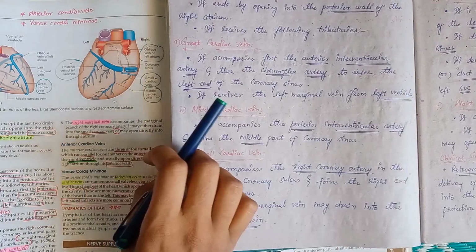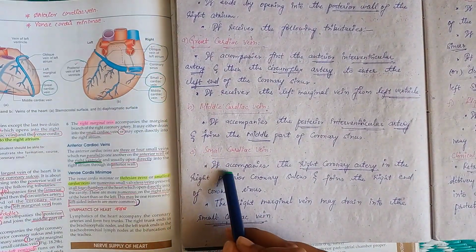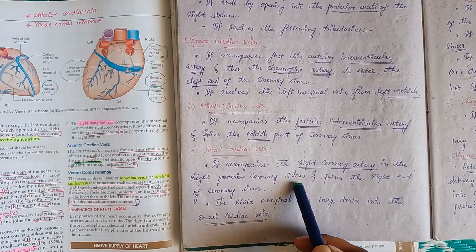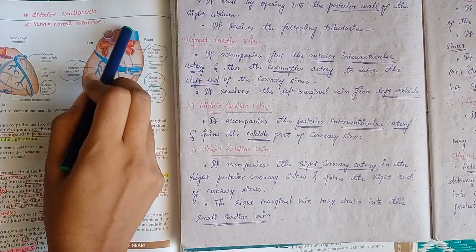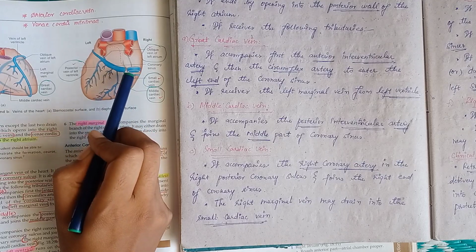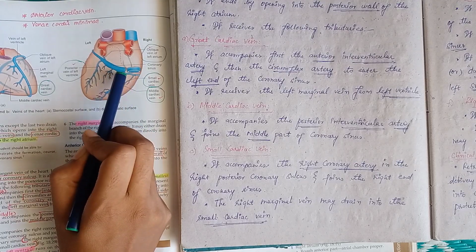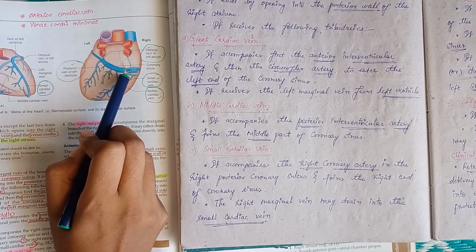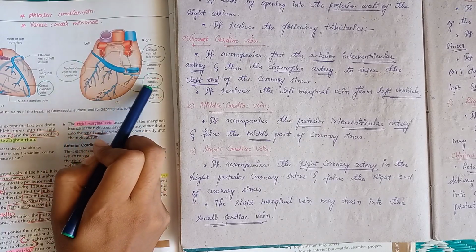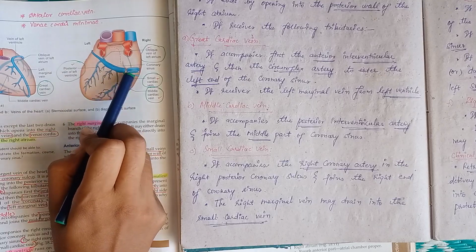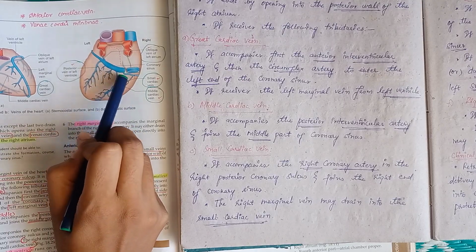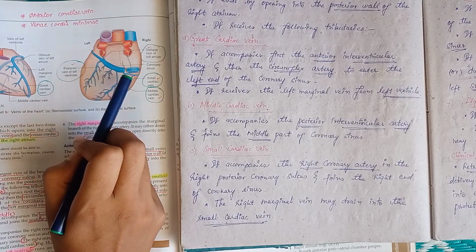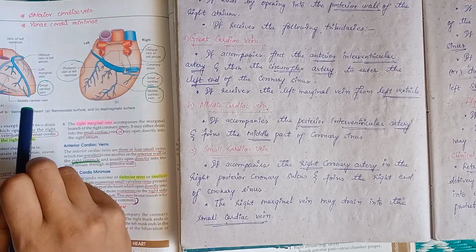So then, the small cardiac vein. Here is the small cardiac vein. It accompanies the right coronary artery in the right posterior coronary sulcus. This is the posterior side of the heart, and this is the right side. So there is a coronary sulcus. In the right posterior coronary sulcus, there is a right coronary artery. This small cardiac vein accompanies the right coronary artery in the right posterior coronary sulcus and joins the right end of the coronary sinus. Yes, we already know this is the right end of the coronary sinus.